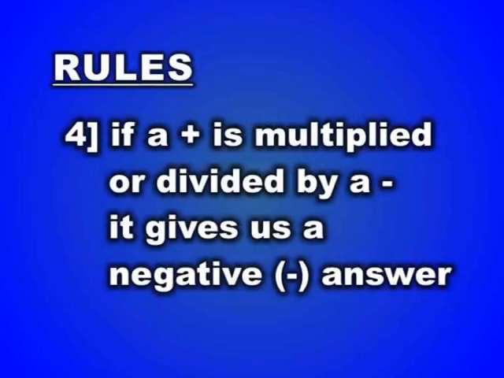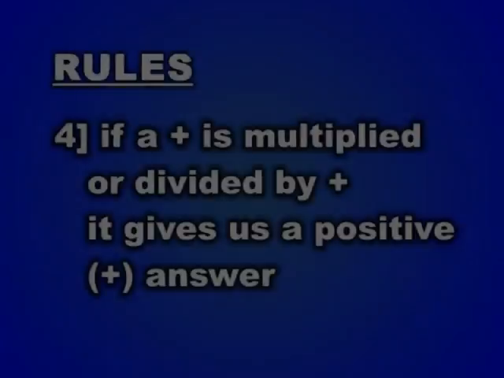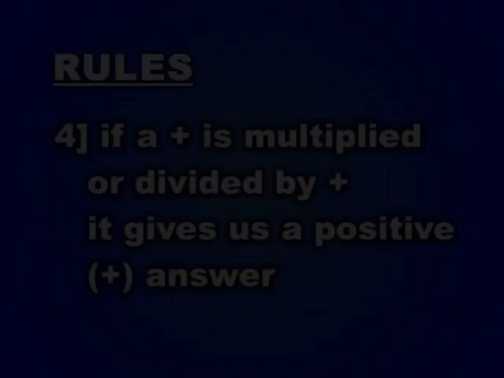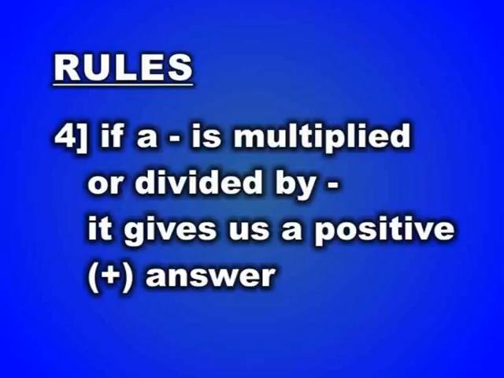Rule number 4. A positive divided by or multiplied by a negative, or a negative divided by or multiplied by a positive is equal to a negative. A positive divided by or multiplied by a positive, or a negative divided by or multiplied by a negative will give us a positive answer.